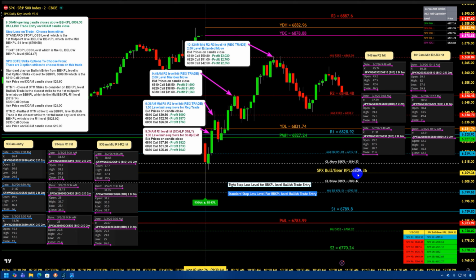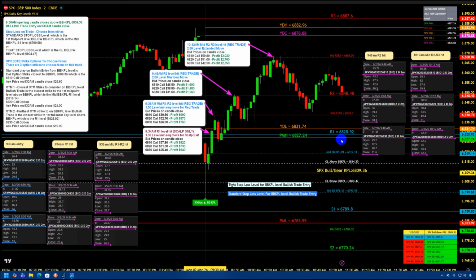There's 2 out of the money strikes to consider on this trade. The way you figure that out is you simply look above. Since this is a bullish trade, we're looking above from the level we're taking the trade from. In this case, the first midpoint level above is where we're looking for the first out of the money strike to consider. Mid BBKPL R1 68.1914, so that's going to be the 68.20 strike. So the 68.20 call option is our first out of the money strike to consider using on this trade.